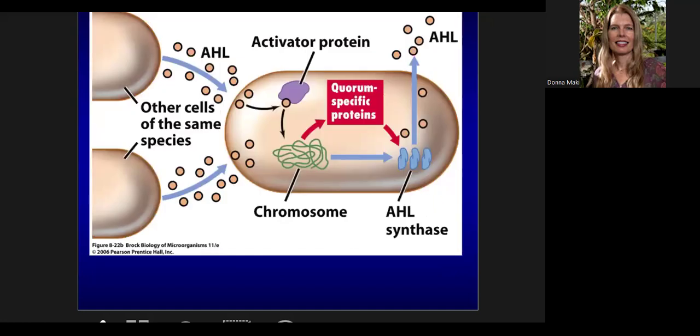So here's another visual trying to get across the idea that if you have a group of cells all close together, all excreting a small amount of the homoserine lactone, eventually you'll trigger the threshold level and it'll diffuse back in, and there's your regulatory protein. Now the chemical binds to it, and that will be the signal to the protein to go to the DNA and alter gene expression.